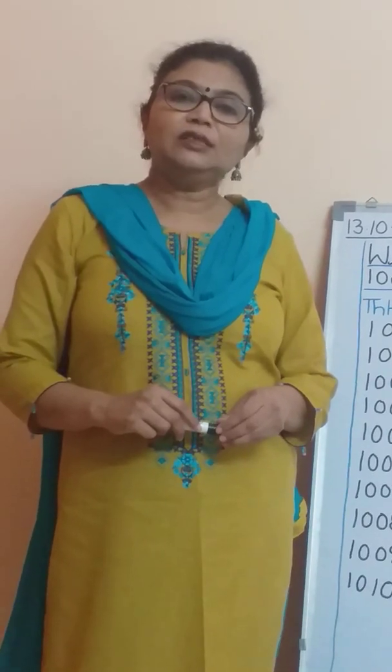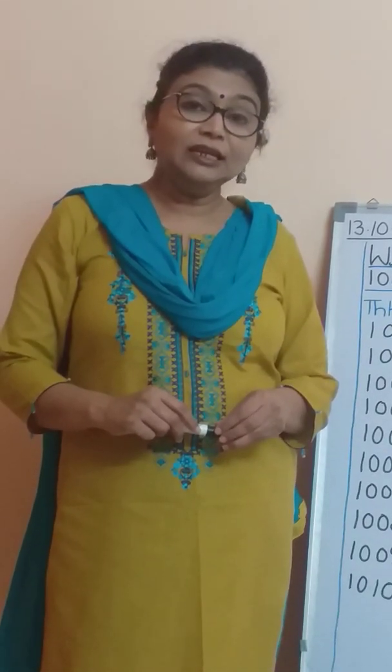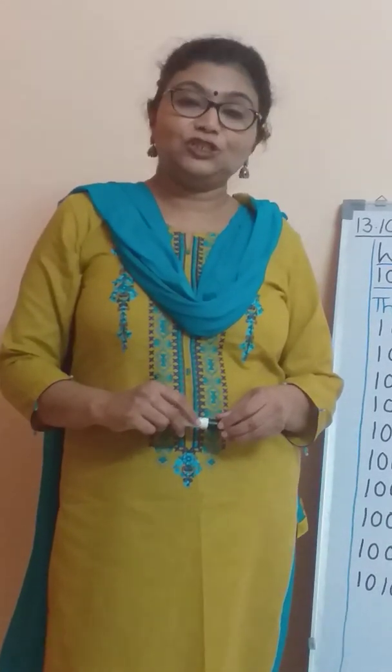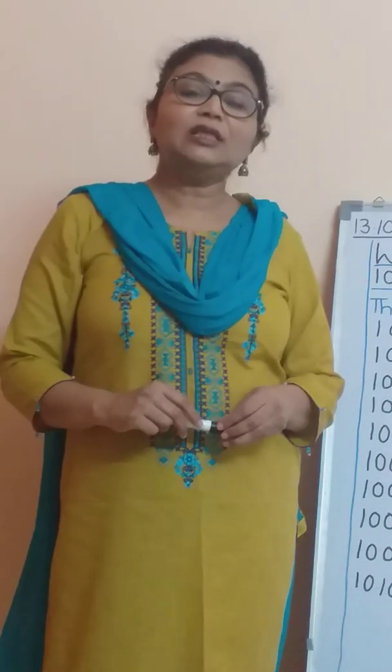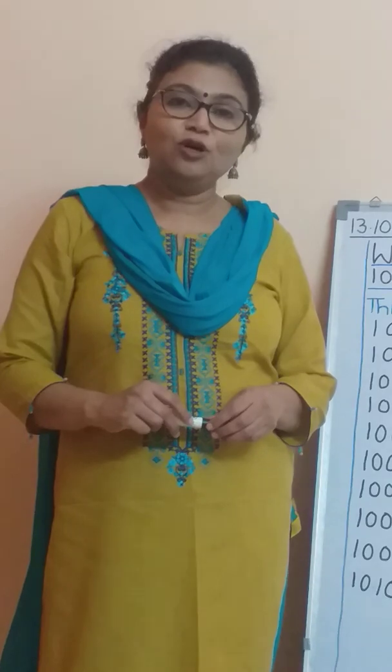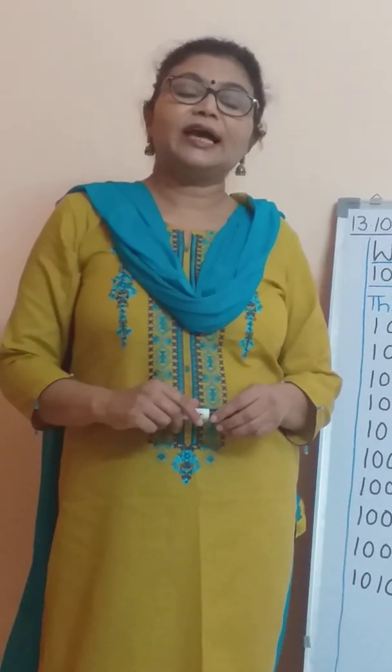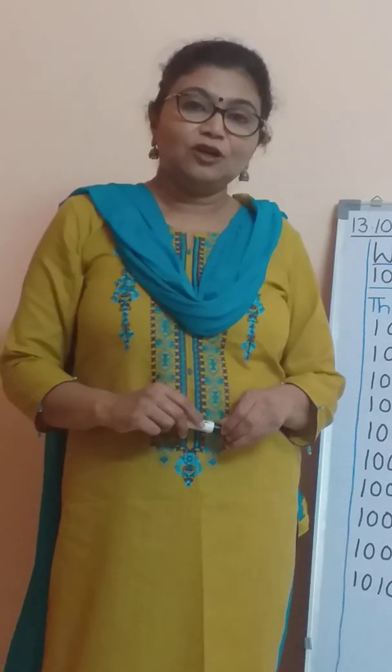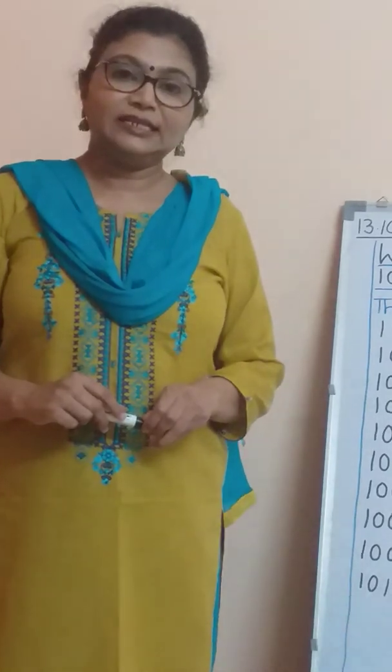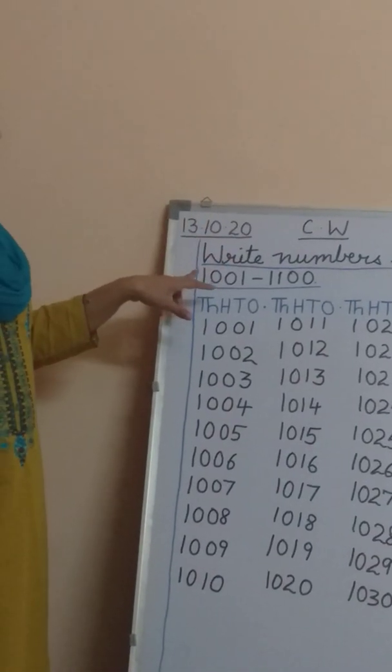1081, 1082, 1083, 1084, 1085, 1086, 1087, 1088, 1089, and what comes after 89? 90. 1091, 1092, 1093, 1094, 1095, 1096, 1097, 1098, 1099 and 1100. So you have to write numbers from 1001 to 1100.